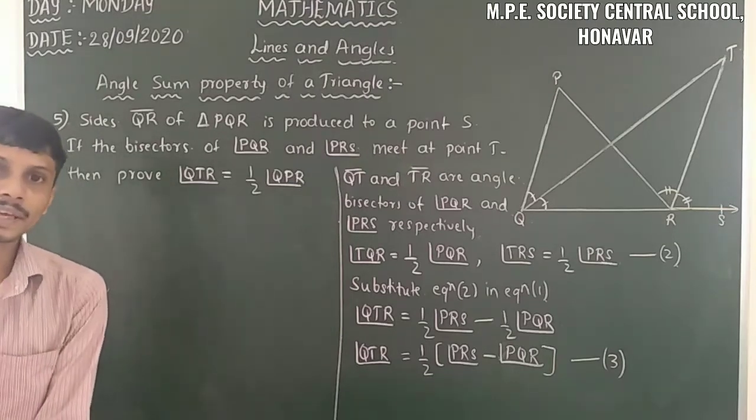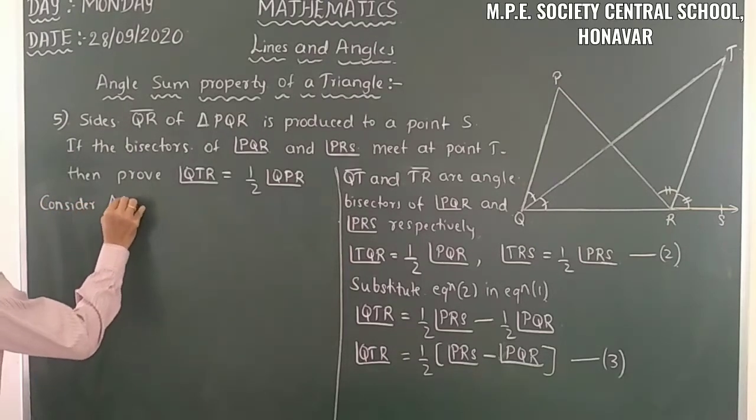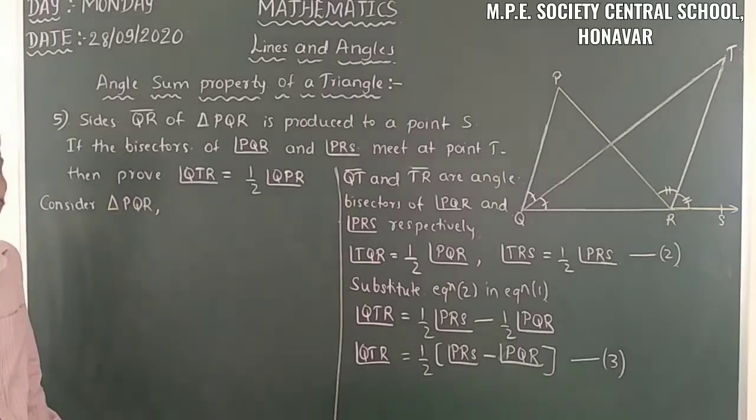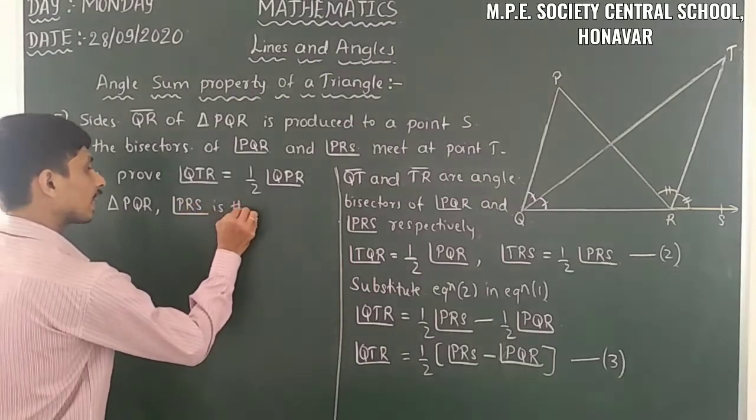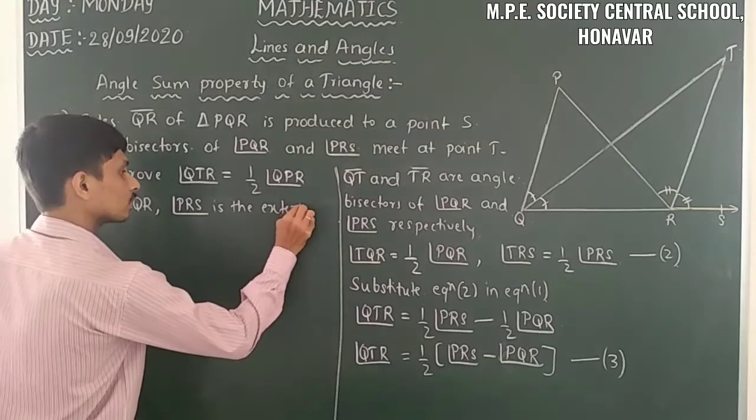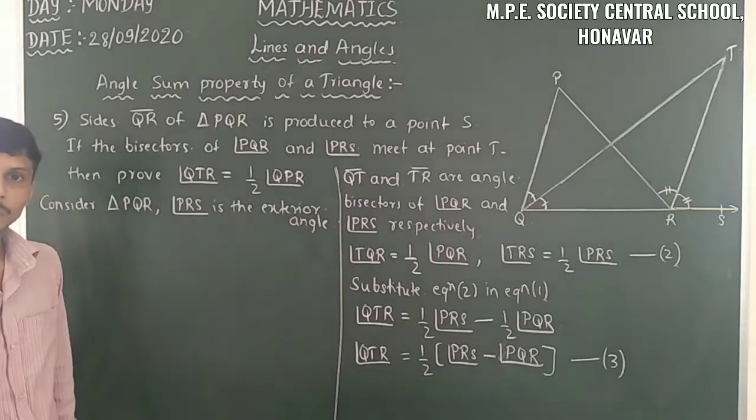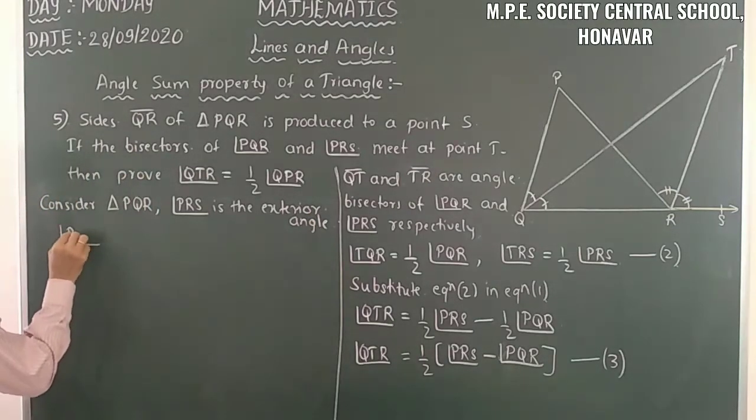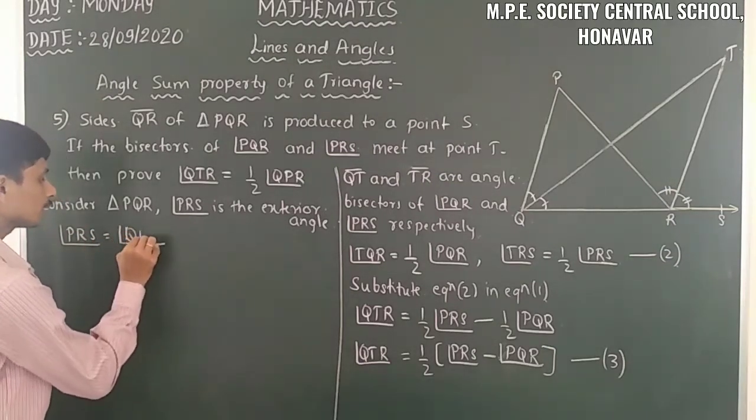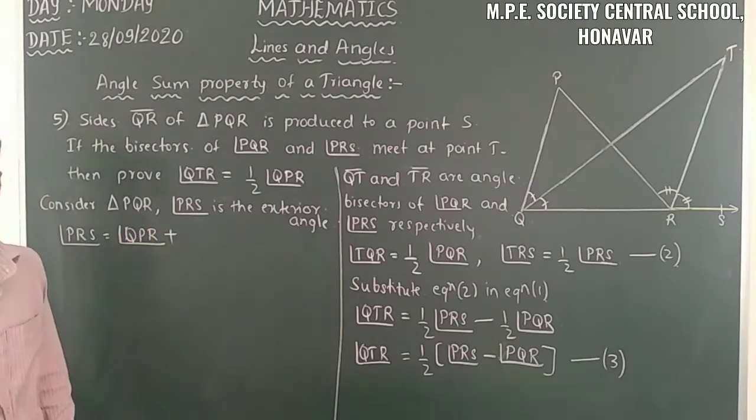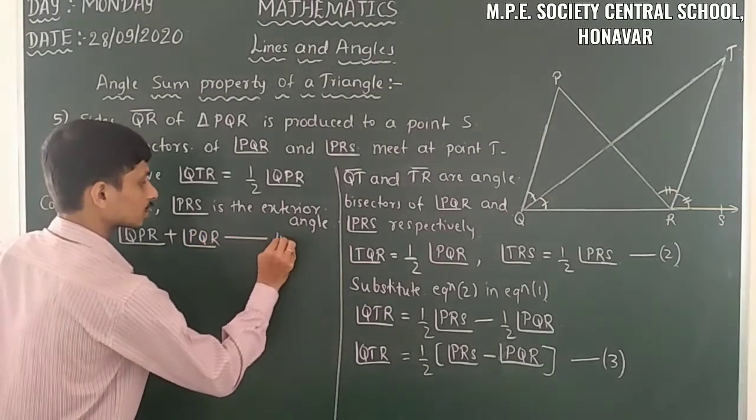Yes. So consider triangle PQR and angle PRS is the exterior angle. Then according to theorem 6.8, what happens here? So angle PRS is equal to angle QPR plus angle PQR. I will take this as equation number 4.